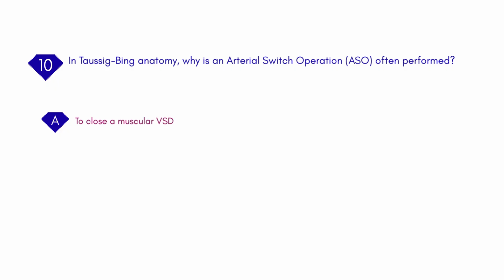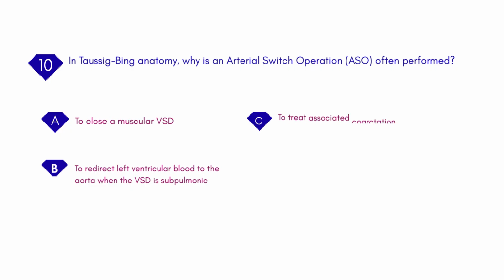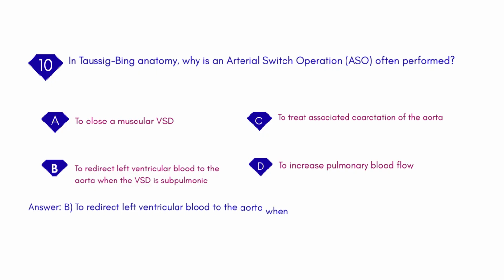In Taussig-Bing anatomy, why is an arterial switch operation, ASO, often performed? A. To close a muscular VSD. B. To redirect left ventricular blood to the aorta when the VSD is subpulmonic. C. To treat associated coarctation of the aorta. D. To increase pulmonary blood flow. Answer: B. To redirect left ventricular blood to the aorta when the VSD is subpulmonic.